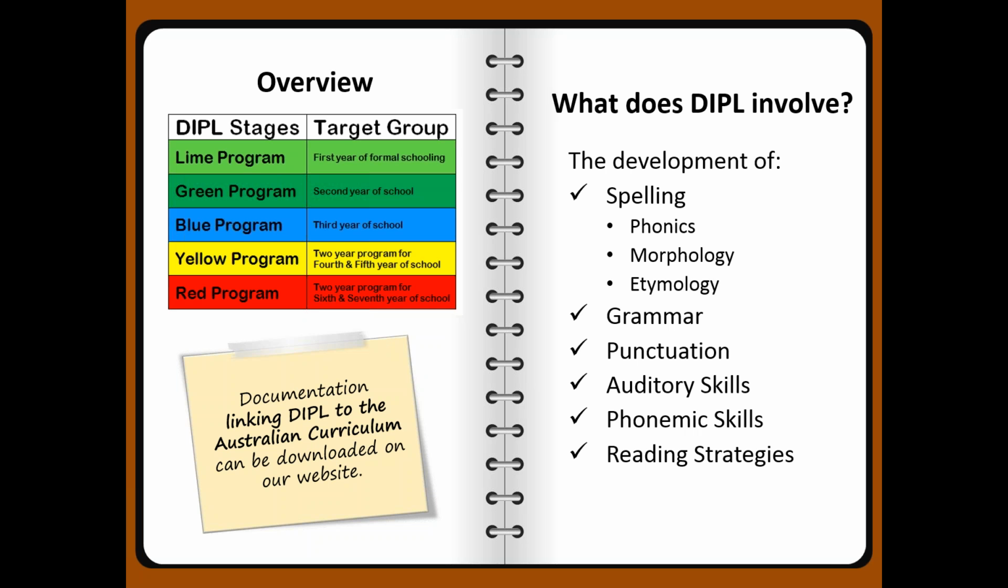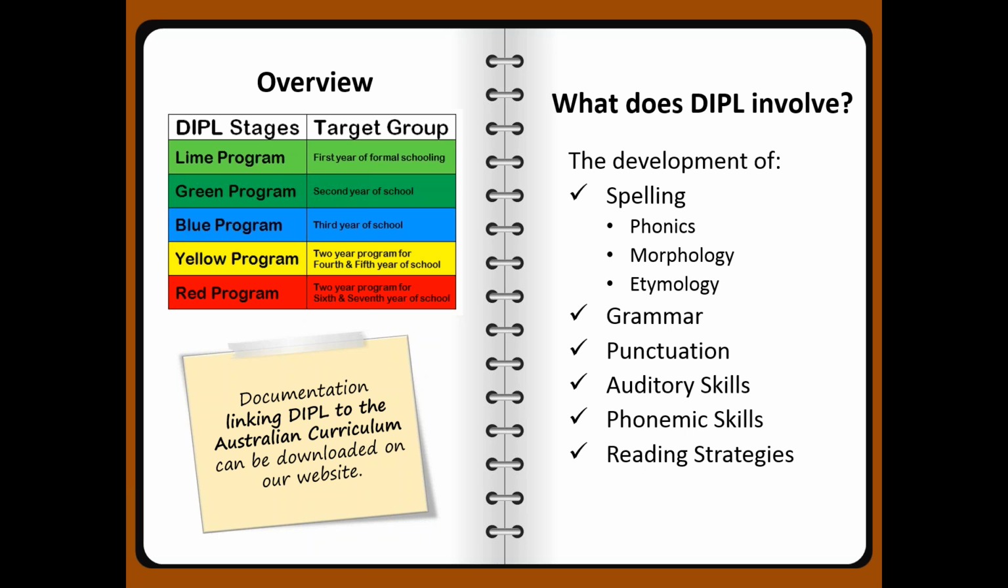But what does DIPL involve? DIPL involves the development of spelling, but not just through phonics. Phonics is an important part, but we also acknowledge that students need morphology, which is base word and ending, and etymology, which is the roots and origins of words, in order to be successful spellers, particularly as they get older.